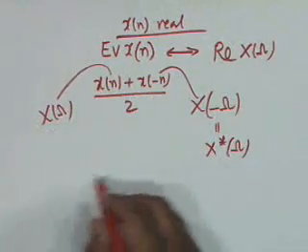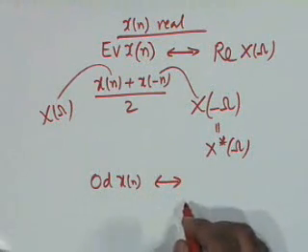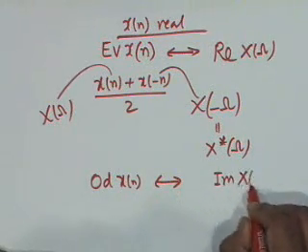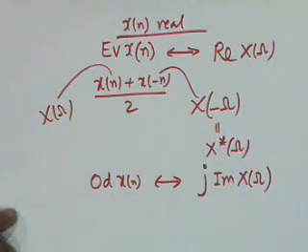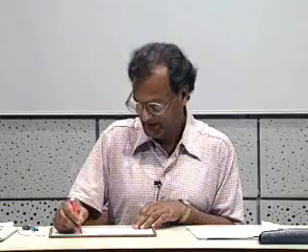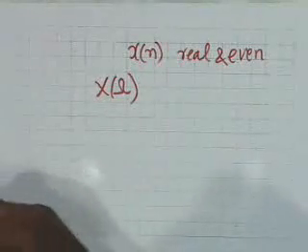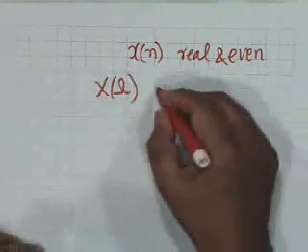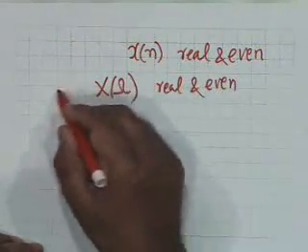In a similar manner, the odd part of x of n shall transform to j times the imaginary part of capital X of omega. J times, yes, that must be brought in. So if x of n is real and even, can you tell me what shall capital X of omega be? It must be real and even. If x of n is real and even, then capital X of omega must also be real and even.